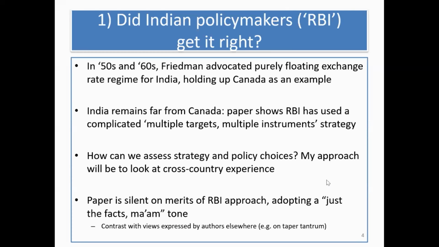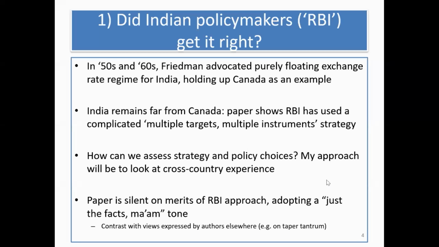The paper very nicely shows that the RBI has used a very complicated multiple targets, multiple instrument strategy. And the answer I think we want to know from the analysis is, in the end, does it help us to assess the strategy and the policy choices that were made? In a few slides, my approach, like Poonam's, will be to look at the cross-country experience to give some clues on that question. As I said, the paper itself is somewhat silent on the merits of what the RBI was doing. It has this just-the-facts-ma'am kind of tone.